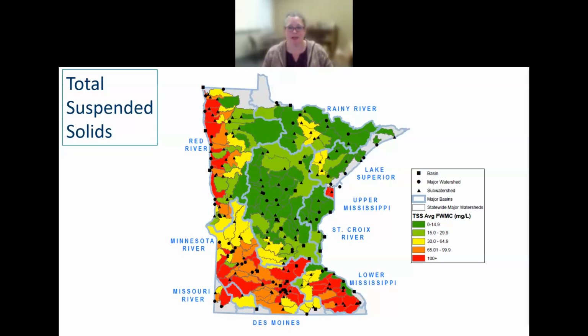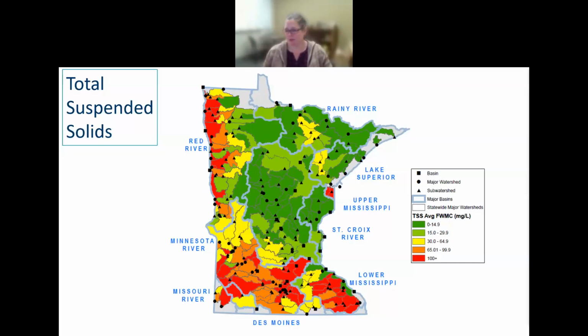We don't expect that something on the North Shore is going to have the same water quality as something in South Central Minnesota. But you can see, this gives you a sense of where there is more of a pollutant than there is in other places. So this is total suspended solids, so most of that dirt and a little bit of algae in the river. You can see that it's higher in South Central, Southeastern Minnesota, Southwestern Minnesota, and a little bit up into the Red River Basin.